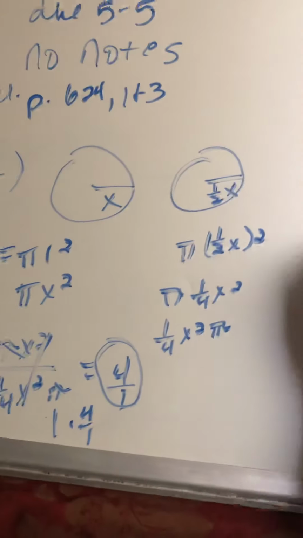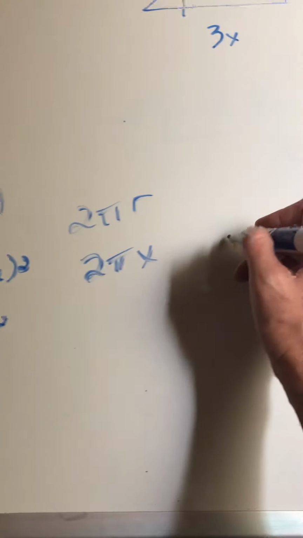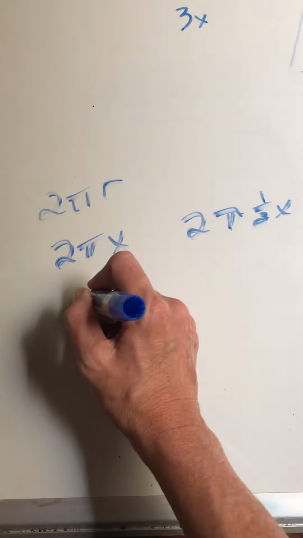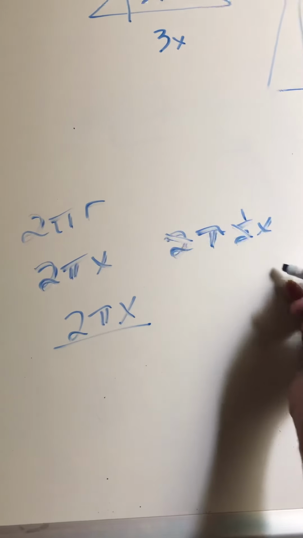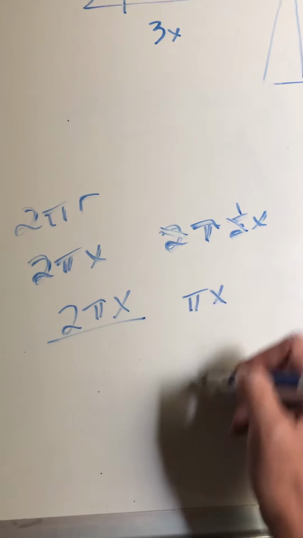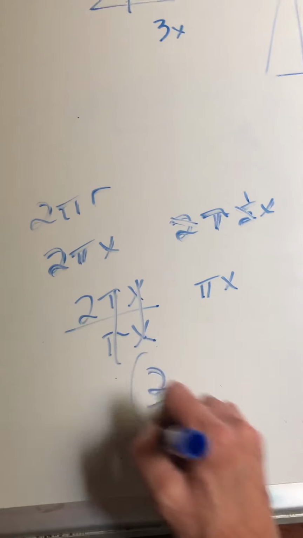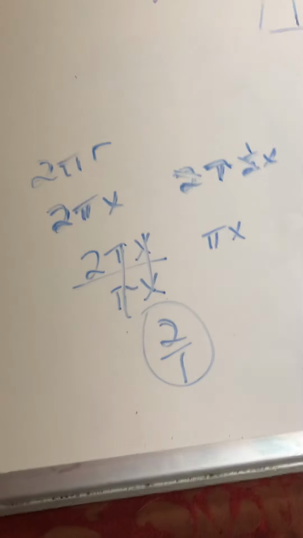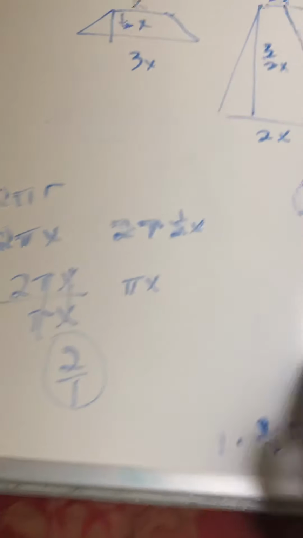So the circumference is 2 pi r. That's the circumference. So 2 pi x and then 2 pi 1/2 x. So this was just 2 pi x. This would be 2 and 1/2, cancels to a 1, so this would just be pi x. So we're dividing by pi x. So the ratio here, 2:1. So here's the ratio of the areas, here's the ratio of the circumference, and I want you to do it just like I did it. Find the circumference, find the areas, and then compare them.